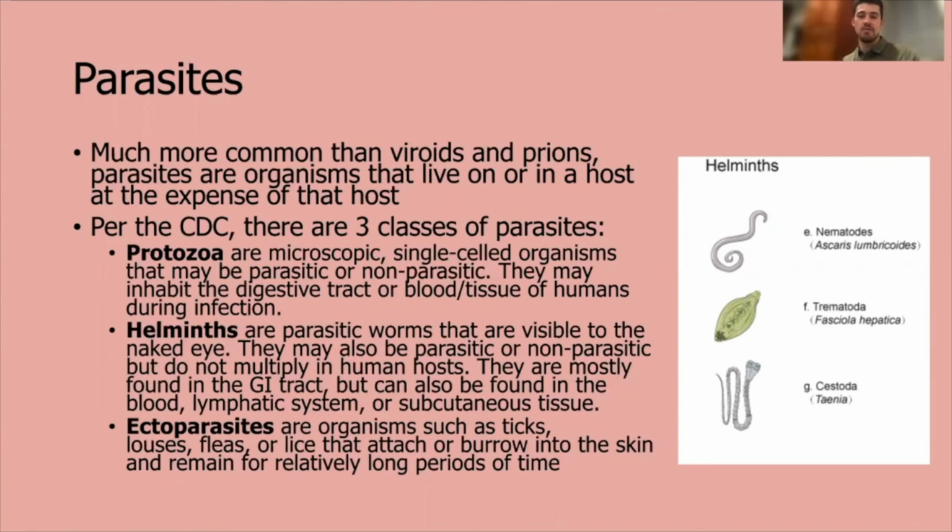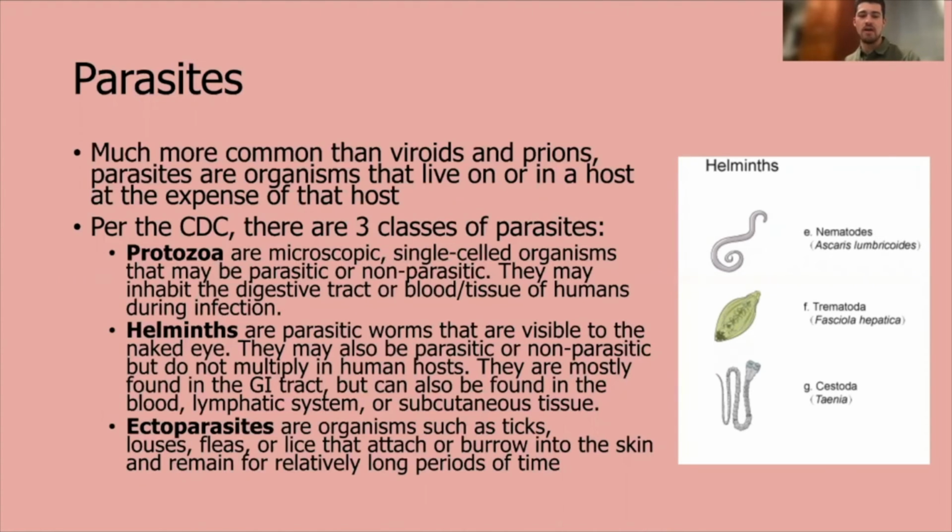So protozoa are the first type. They are microscopic. Pretty small. They're single-celled organisms that may be parasitic or non-parasitic. And the parasitic ones generally inhabit the digestive tract or the blood and tissue of humans during an infection. And they're cured with antiparasitic or antibiotic medications.